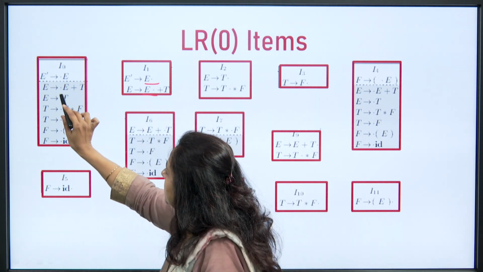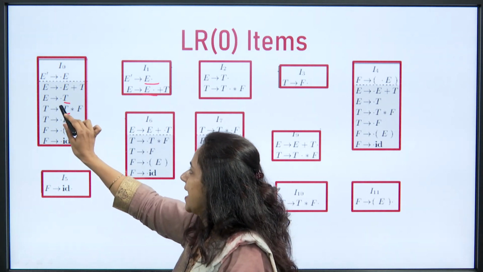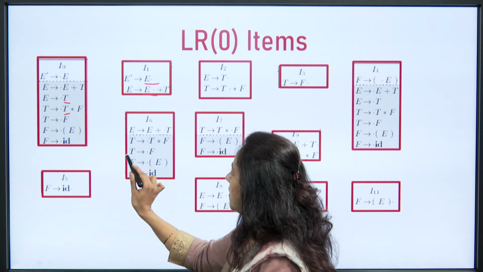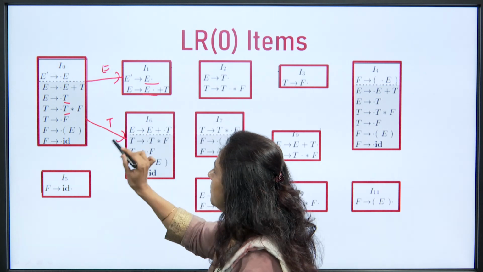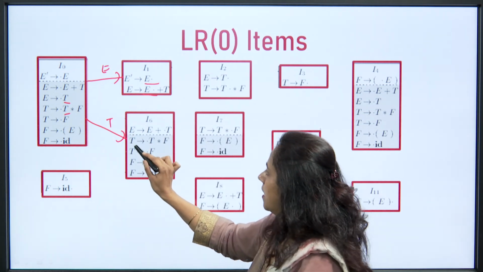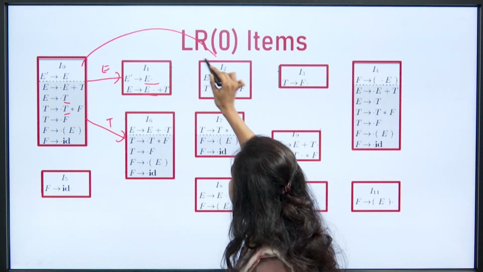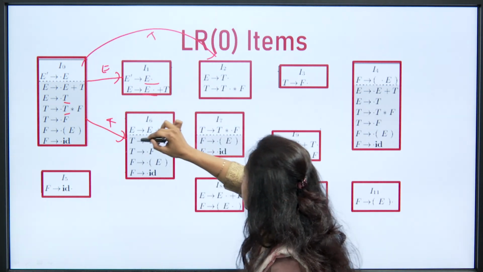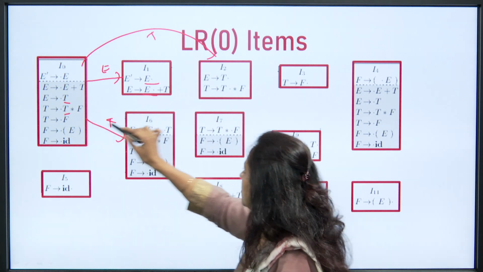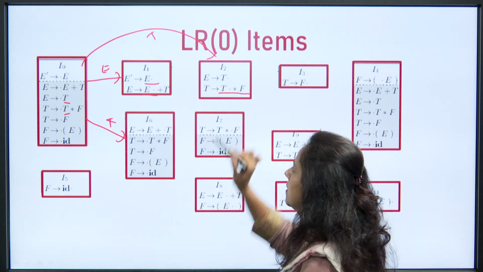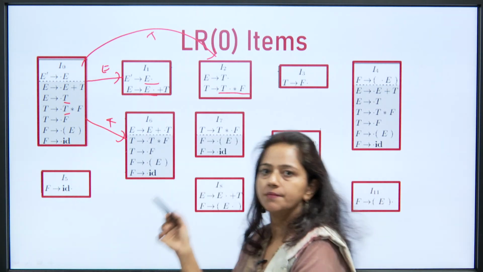Similarly, here we see that right after the dot we have T, so we will write the goto for T. This is goto for E and this is goto for T. So, after shifting over T we get E to T dot and then T to T dot multiplication F. Now, after this we have multiplication, so no more item can be added.